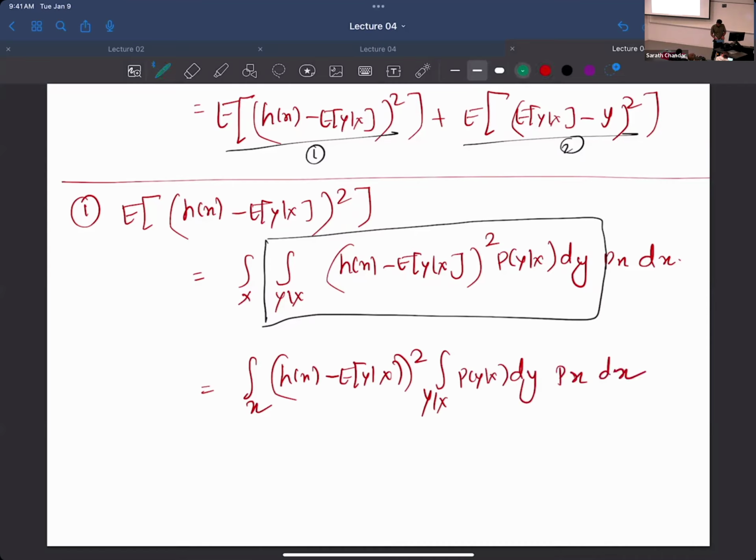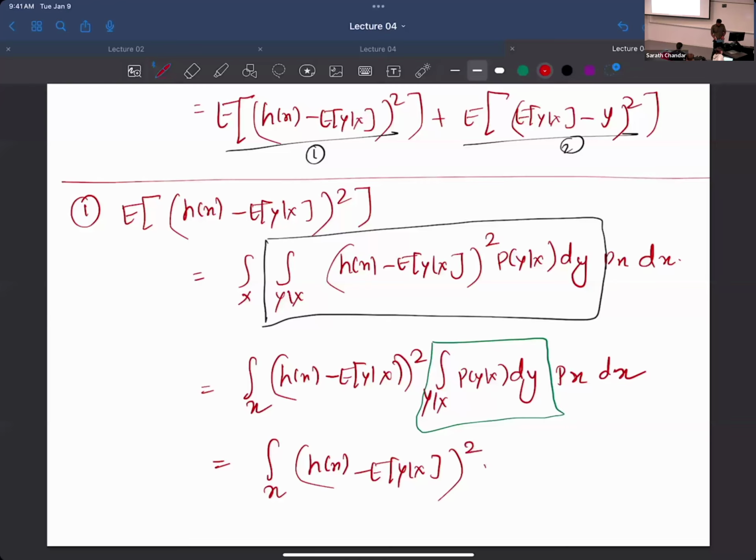Now what is the value of this integral? It's 1, right? It's just the whole integral. So this becomes the integral over x of h of x minus E of y given x the whole square, p of x dx. Okay, so this is my first term. Let's keep this first term.